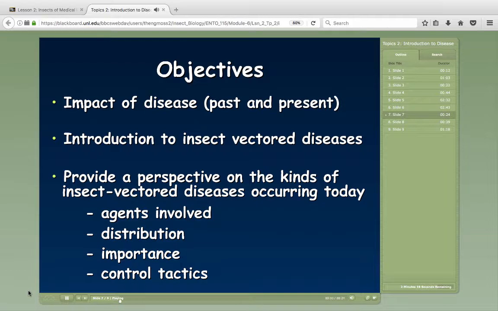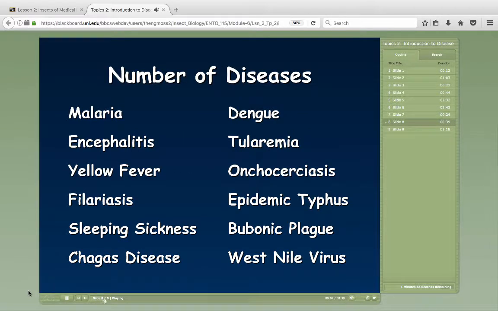Okay, now that you have an overview of what pathology is, epidemiology, and endemic and epidemic, and you also understand the basic disease triangle, those agents that were needed, such as the pathogen, the vector, and the host, now we're going to move on, and we're going to talk about some insect-vectored diseases. There are a number of diseases that are vectored by insects, or actually the pathogens that cause these diseases are vectored by insects and other arthropods. We can go down the list: malaria, encephalitis, yellow fever, Chagas disease, one in the tropical area, dengue.